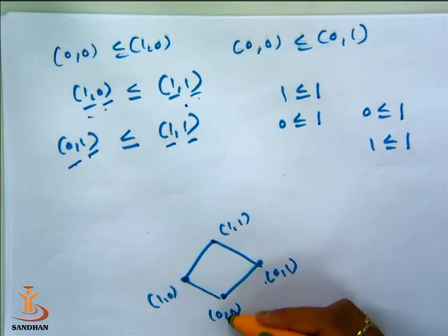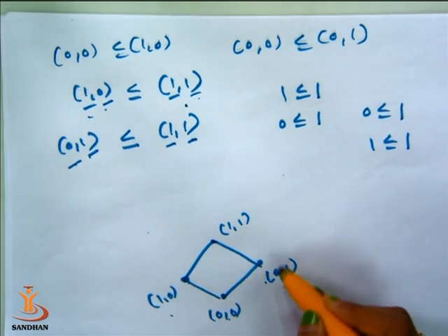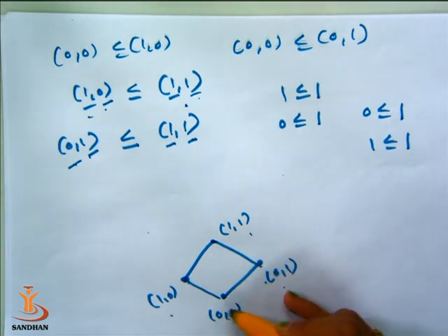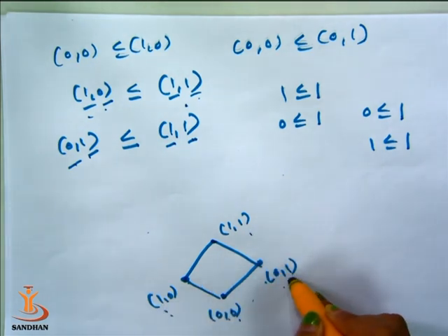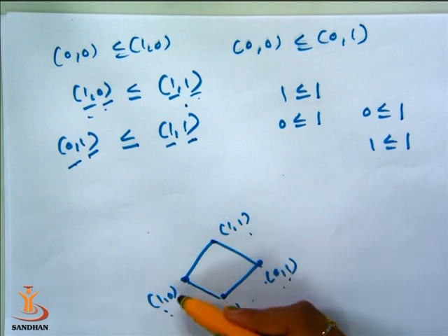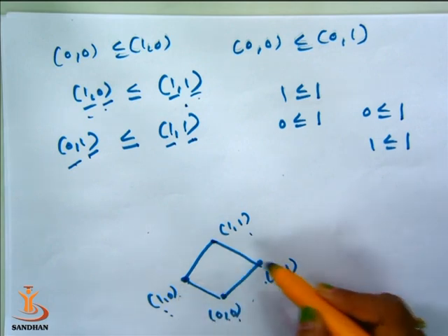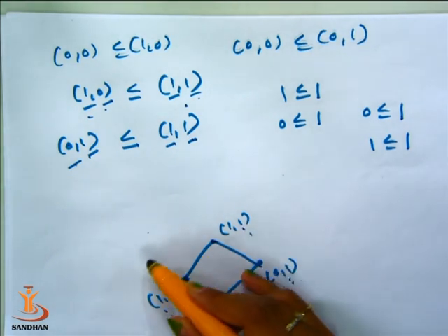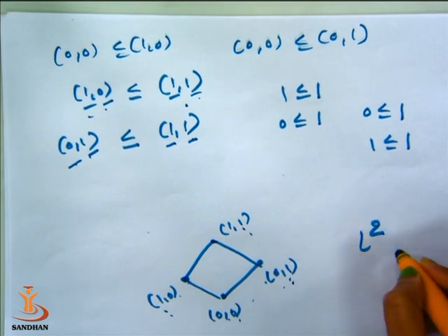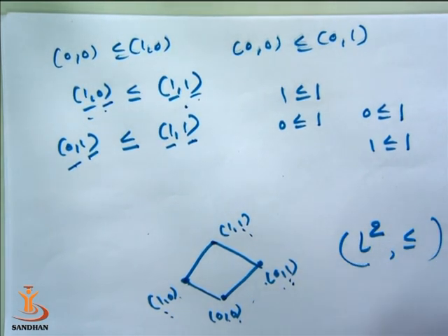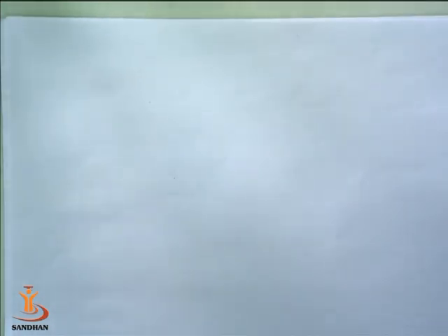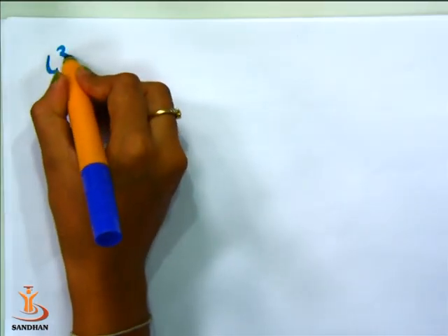So we have 4 elements: (0, 0), (1, 0), (0, 1) and (1, 1). In that, (0, 0) is related to (1, 0) and (0, 1) by our new relation, and (1, 0) and (0, 1) are also related to (1, 1). So this is the Hasse diagram for L squared with the relation less than or equal to. Similarly, we can draw it for L cubed also.